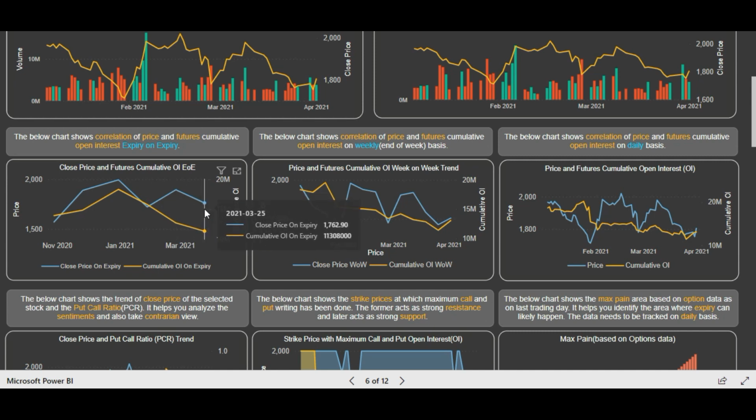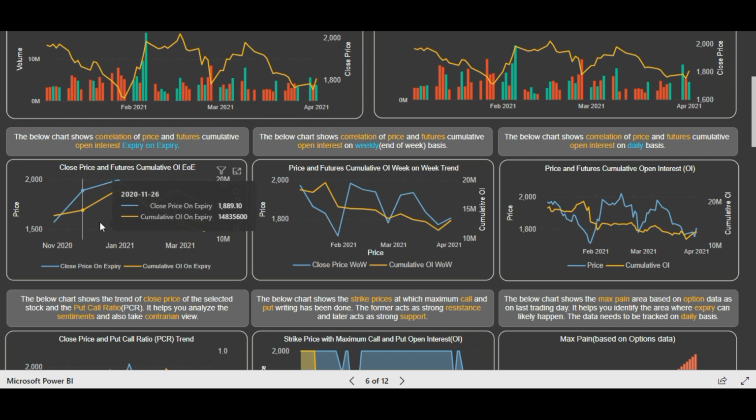But again we saw in March that there has been long unwinding. So mostly for the past 3 months long unwinding has been going on. So this is the multi-month trend, that is expiry on expiry trend. So we are seeing the data.